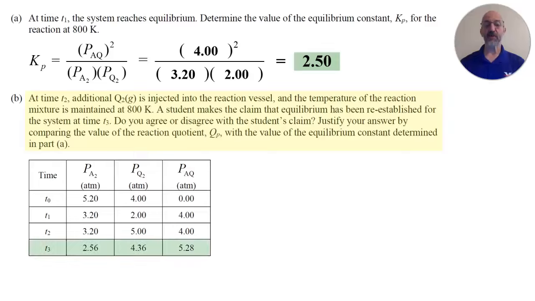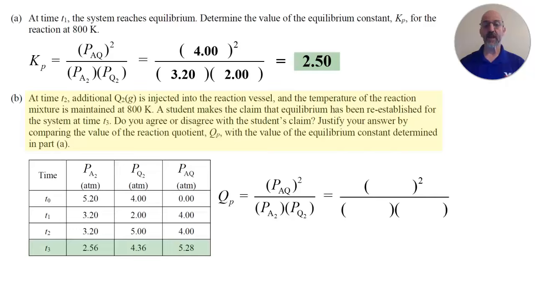Let's go ahead and call this the reaction quotient, so not K, but Q. So Qp would be partial pressure of AQ squared divided by the product of the partial pressure of A2 times the partial pressure of Q2, and we will plug in the values for time T3 from the information in the data table. So that would be 5.28 for the partial pressure of AQ, 2.56 for the partial pressure of A2, and 4.36 for the partial pressure of Q2.